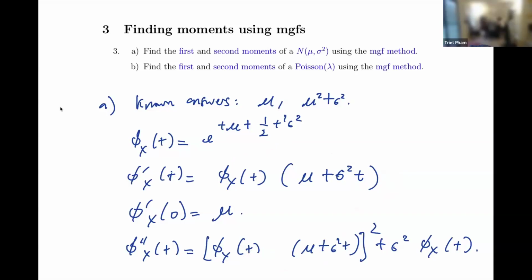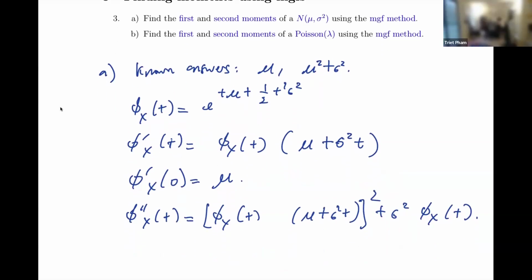And so if you plug in 0, you get, again, this is 1. This is mu squared. And then, of course, the other one is sigma squared. So, okay. All right. Any question here?